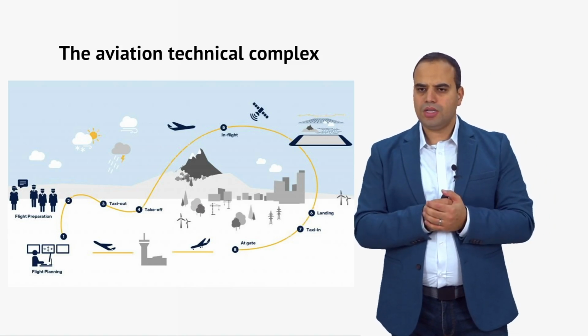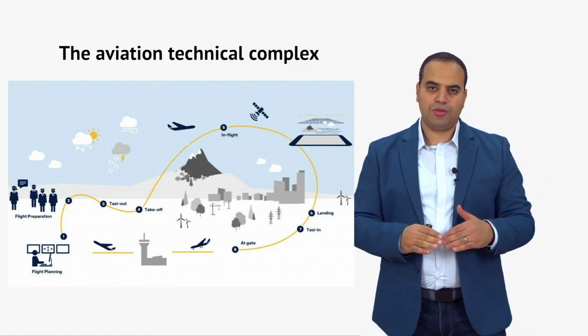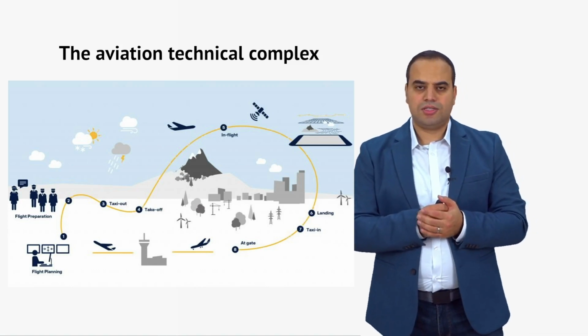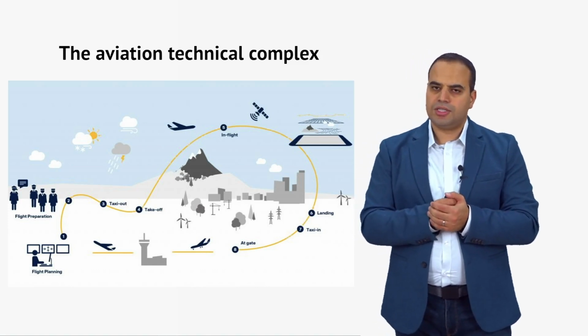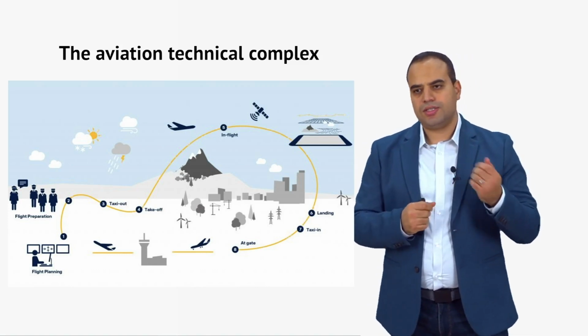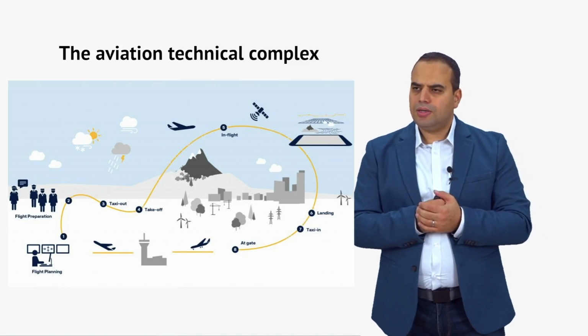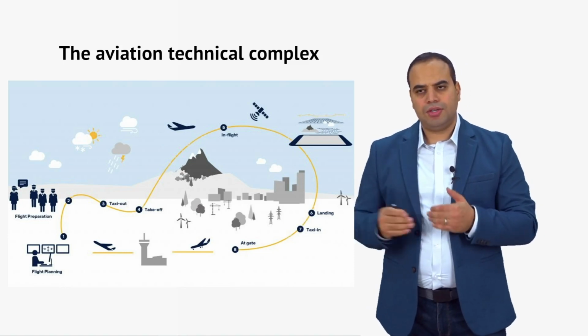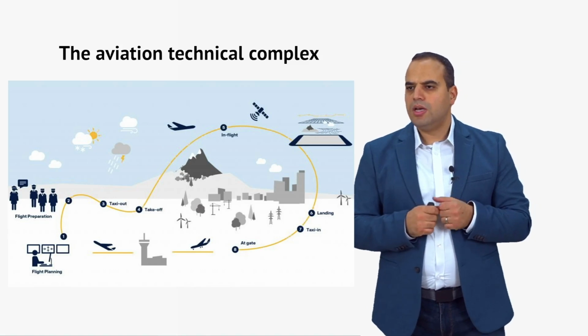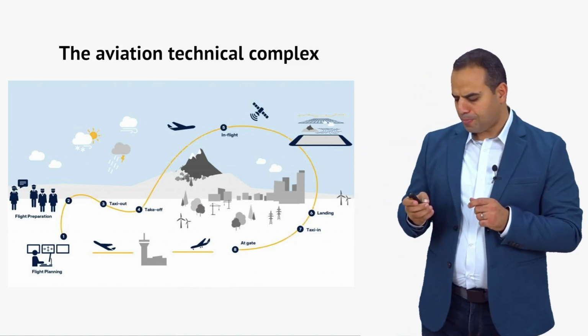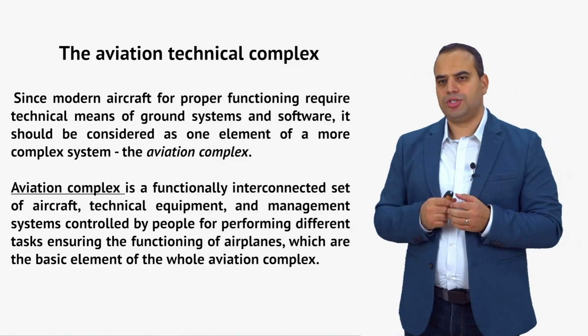So that's quite a lot of people, both on the ground and even systems in space, like, for example, navigation satellites that are required to find the aircraft and to locate its location and so on. So that's what we call an aviation technical complex, and it's quite difficult to imagine the aircraft operation without this.